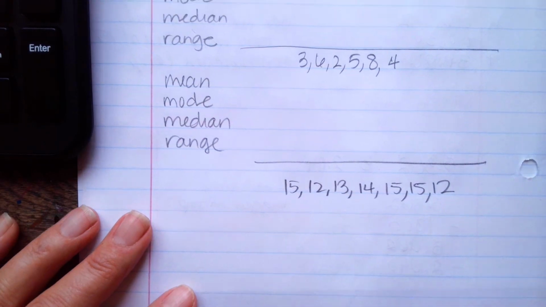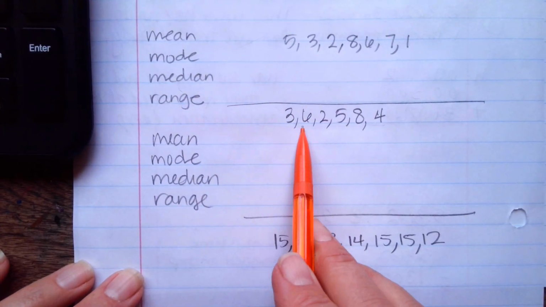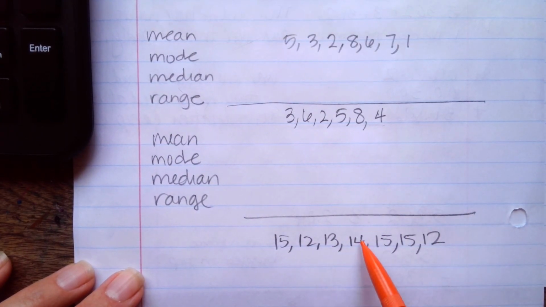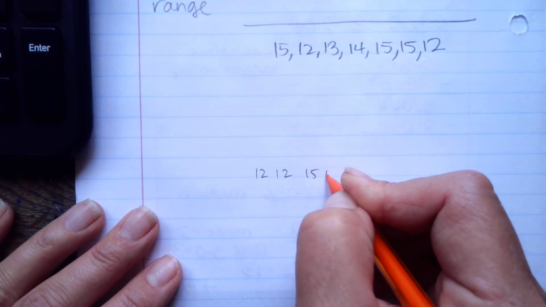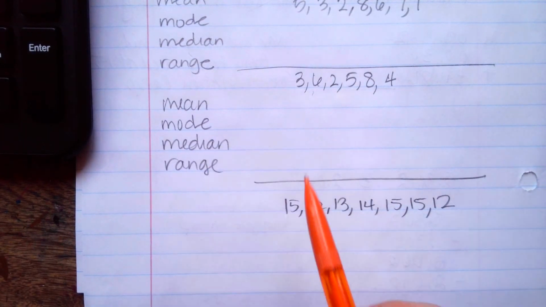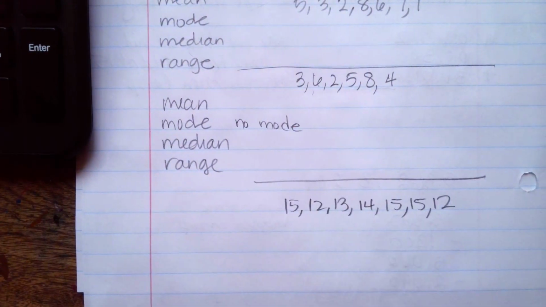So for this one, there's not going to be a mode because all of the numbers only happen one time, and there might be more than one mode. So if you had a set of data where there were 2 12s and 2 15s, there would be 2 modes. And then for this set of data, there's just no mode, so you write no mode.